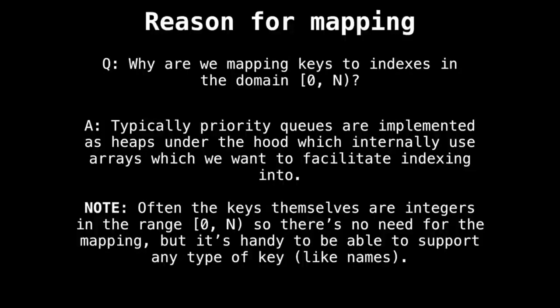I will say, though, that often, and I mean very often, the keys themselves are already integers in the range 0 to n. So there's no need to actually construct this bidirectional mapping. It's already there implicitly. However, it is handy to be able to support any type of key, such as names or general objects.